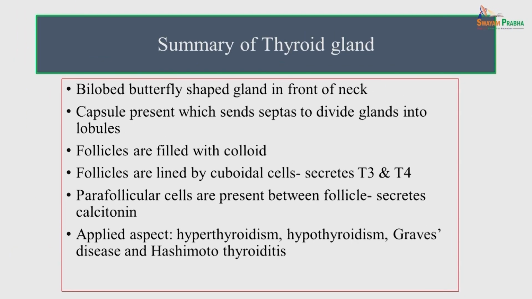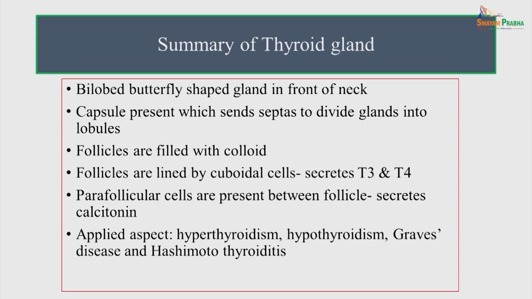Summarizing the microscopy of the thyroid gland: it is a bilobed, butterfly shaped gland in front of the neck. It is covered by a capsule which sends septa and divides the gland into lobules. Each lobule has 40 to 60 follicles which are filled with colloid. This colloid stores the iodinated glycoprotein called thyroglobulin, which is a storage form of T3 and T4. The follicles are lined by cuboidal cells. These are the follicular cells.